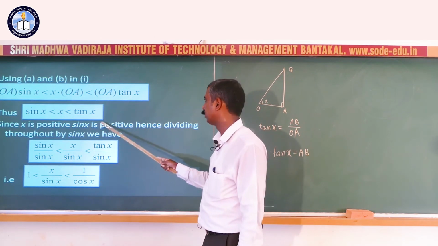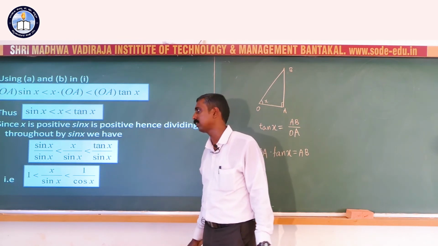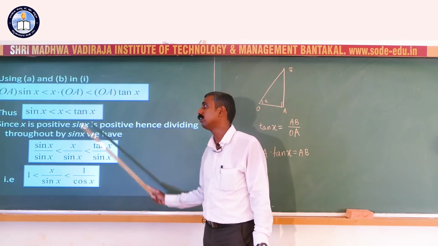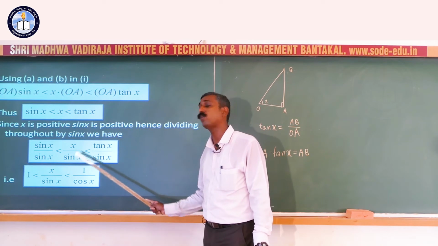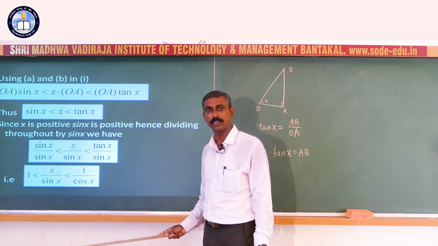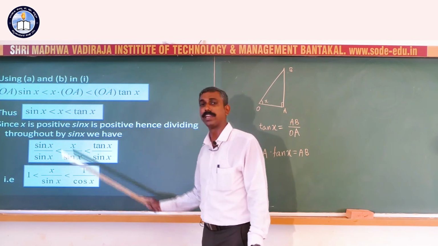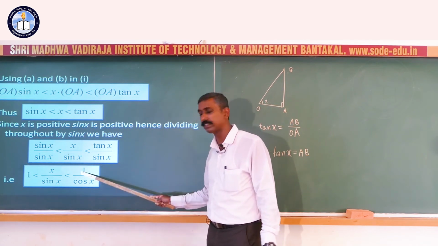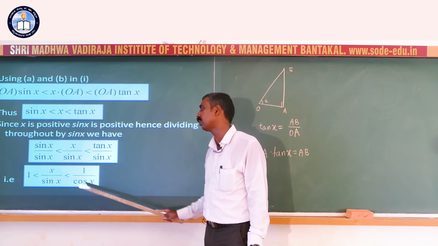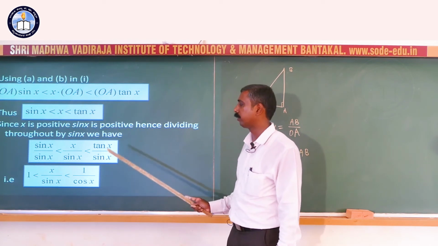Since x is positive, sin x is positive, hence we can divide the entire expression by sin x. You have 1 less than x by sin x less than 1 by cos x. If sin x is not positive, then the inequality reverses. That is why x being positive is important in this scenario. Since we divide by sin x, the inequality does not reverse, it remains the same. You have 1 strictly less than x by sin x strictly less than 1 by cos x, as tan x is sin x by cos x, sin cancels and you get 1 by cos x.